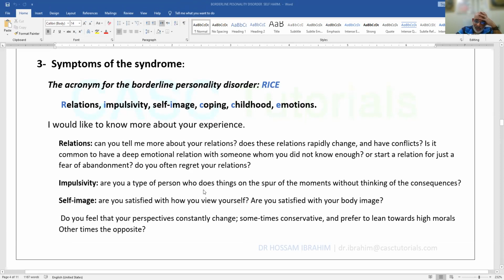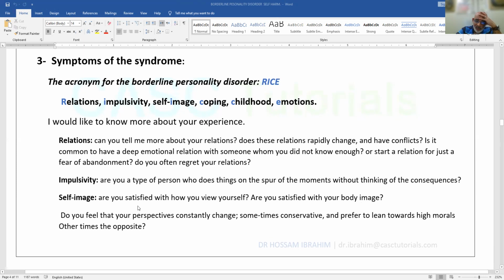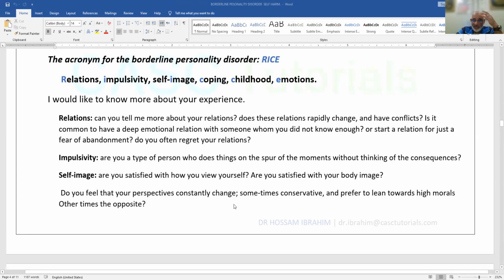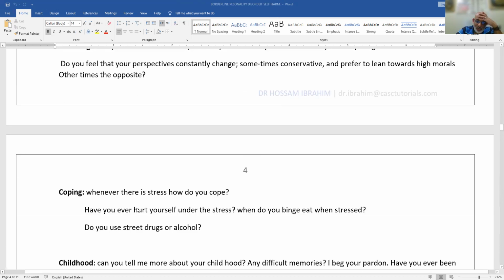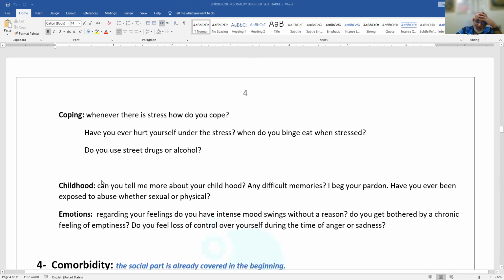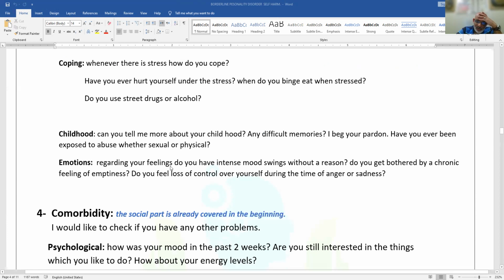And then impulsivity, you ask about it. Self-image: are you satisfied with how you view yourself? Are you satisfied with your body image? Do you feel that your perspective is constantly changing, sometimes conservative or liberal, etc.? How do you cope whenever you're stressed? You ask about this. Very important to ask her about her childhood. In borderline, very important to ask about her childhood. You ask about the emotions and the control of anger and so on.